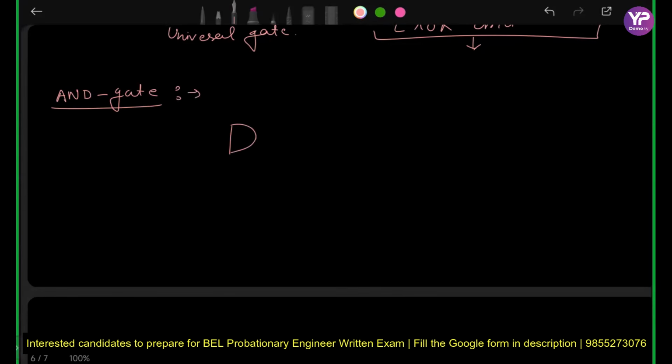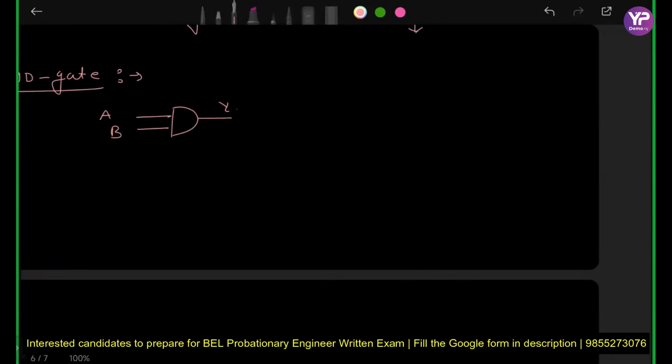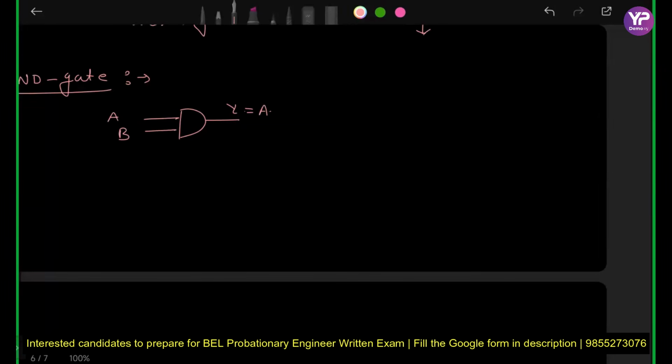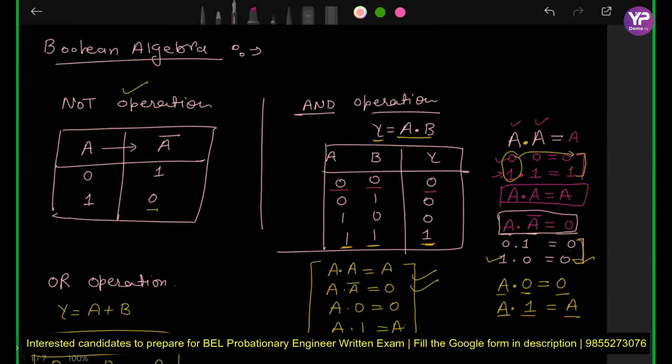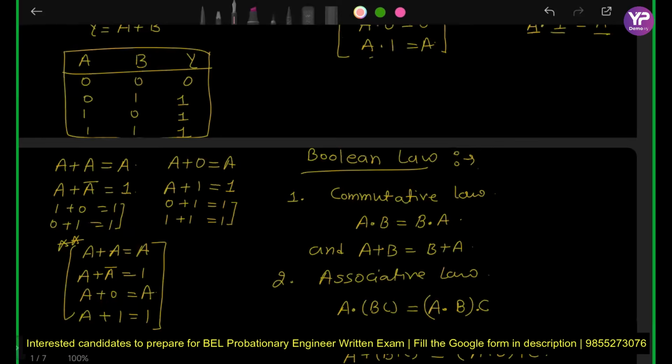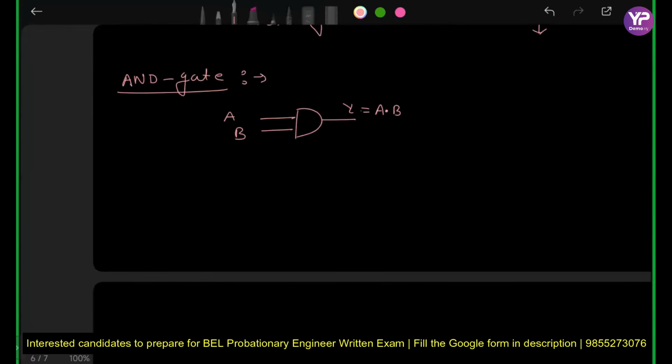AND gate. This is the symbol for AND gate. You have input A and input B, output is Y. I already gave you the truth table. Should I write it again or not? I think no need to write it again because we already discussed it. The output Y is equal to A and B. We already wrote it here in the starting. That is the truth table of AND gate, right? You can take the reference from there. So this is the symbol for the AND gate.